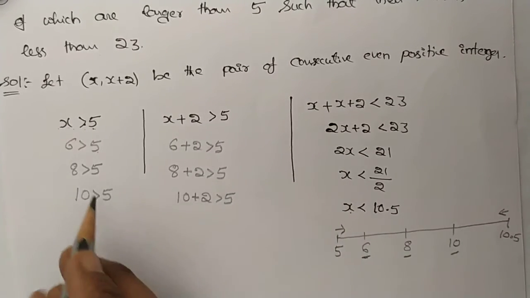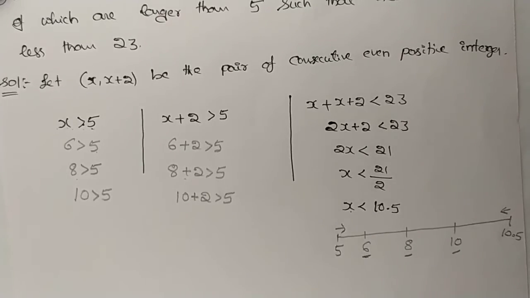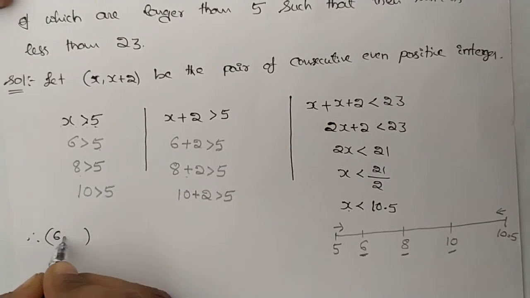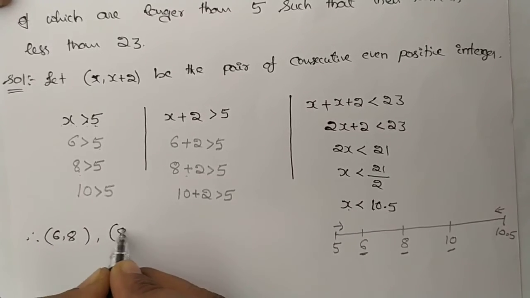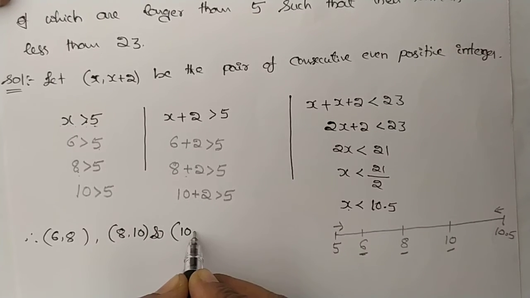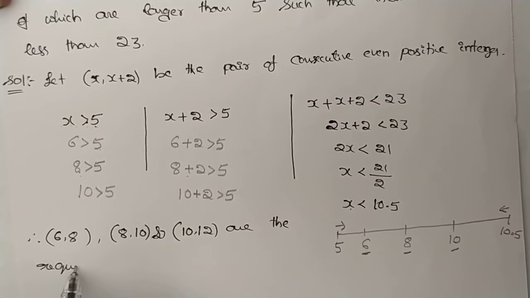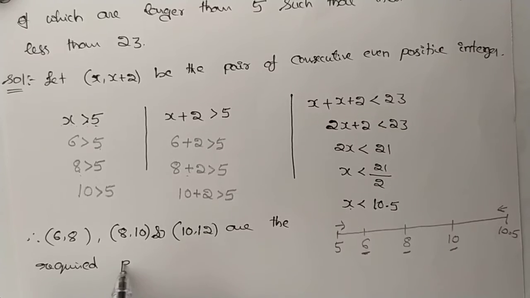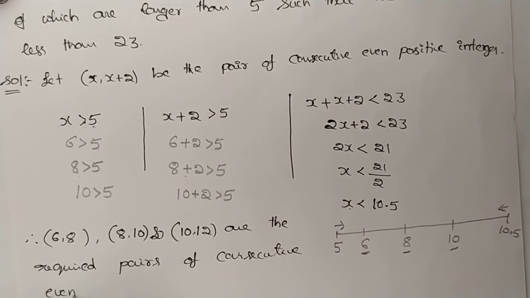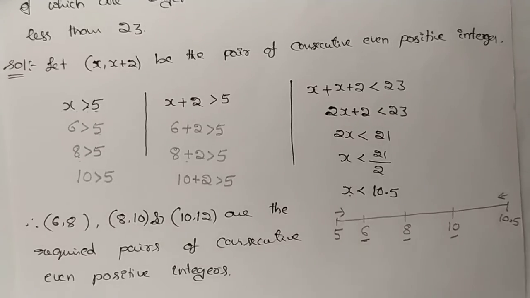Therefore, 6 and 8, 8 and 10, 10 and 12 are the required pairs of consecutive even positive integers. Now you just write the conclusion. 6 plus 2 is 8, 8 plus 2 is 10, and 10 plus 2 is 12. These are the required pairs of consecutive even positive integers. Hence it is the solution.